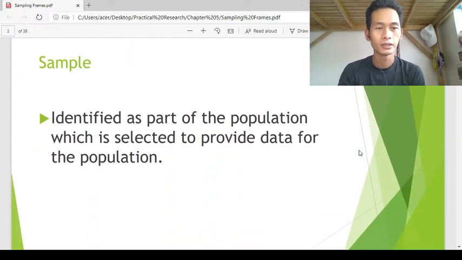A sample is the output of sampling. Out from conducting sampling, you can now identify your sample. Sample is the identified part of the population which is selected to provide data for the population. After you conducted sampling, you can now identify the sample, which is the part of the population which serves as the representative of the entire population who will provide data for your research study.